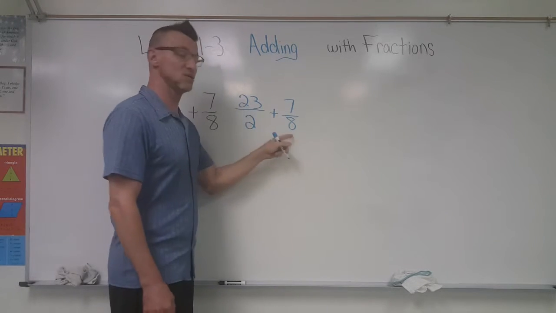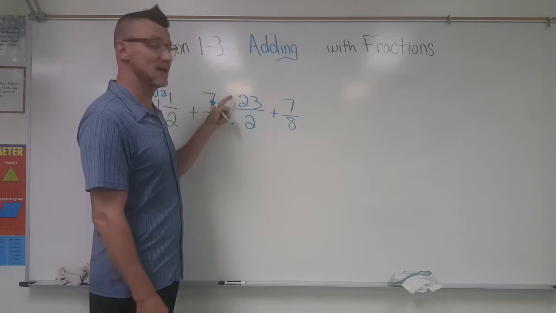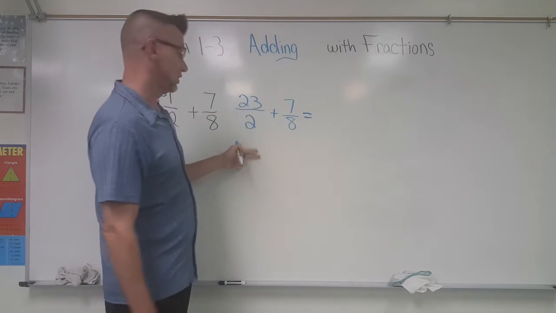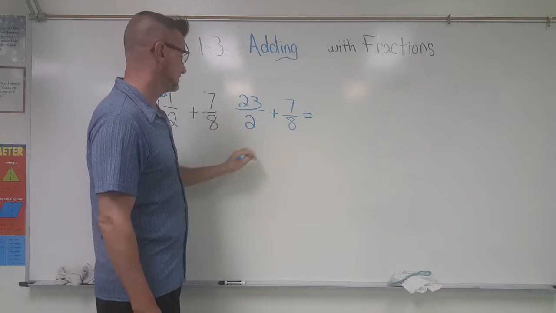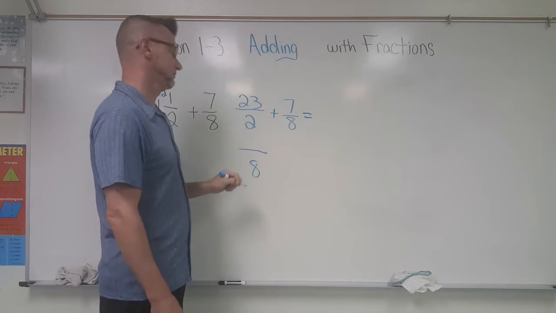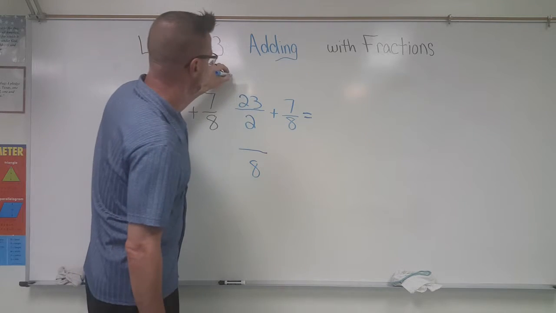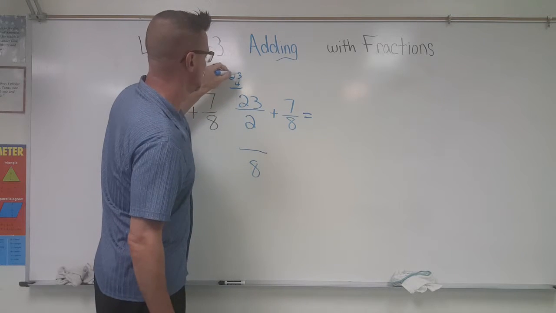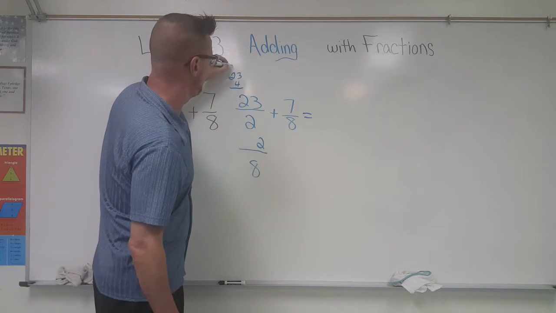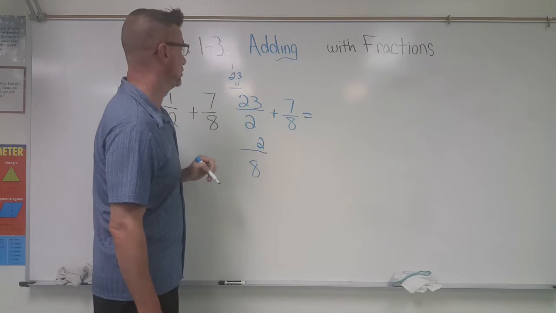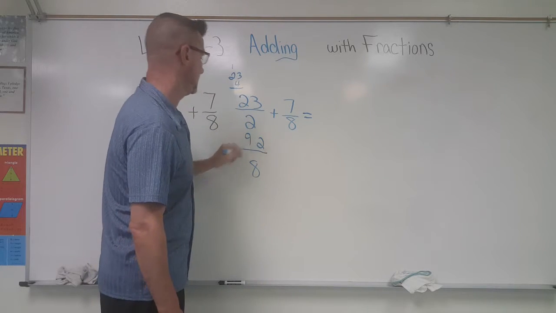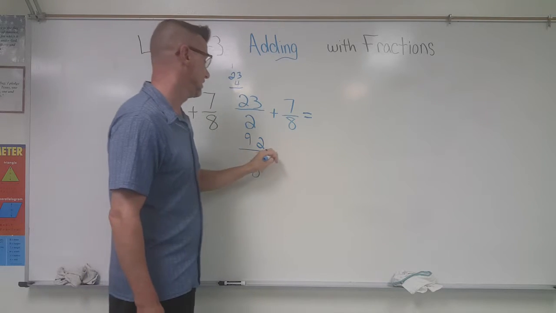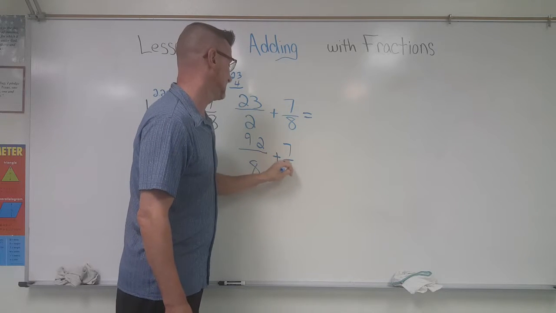So we know that 2 goes into 8 4 times. Therefore, we're going to multiply the numerator and the denominator by 4. So I'm going to go ahead and work this underneath here. So 2 times 4 is, of course, 8. 23 times 4. So if I do 23, and I have to multiply it by 4, 4 times 3 is 12, carry the 1. 4 times 2 is 8, plus the 1 is 92. So 23 over 2 is the same as 92 over 8. And of course, we're going to add that to 7/8.